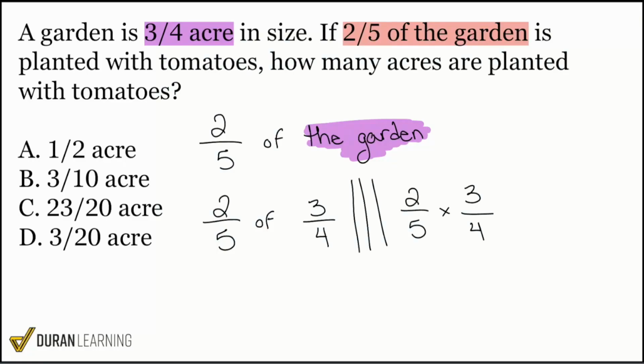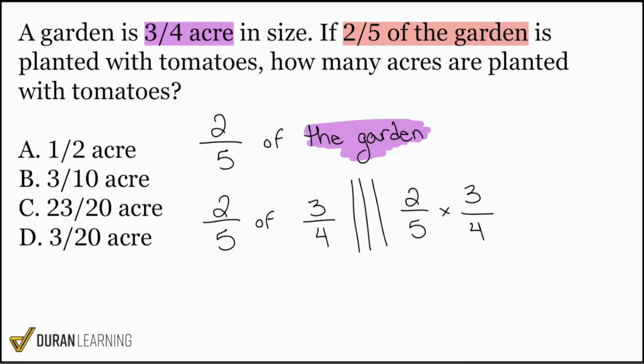This does not say that if 2/5 of the garden is planted with tomatoes, then 2/5 acres is planted with tomatoes. It says 2/5 of the garden. So you are doing 2/5 of whatever this is, which is going to be multiplication. Had the problem said 2/5 of an acre is planted with tomatoes, then that would be super straightforward. The answer would just be 2/5.